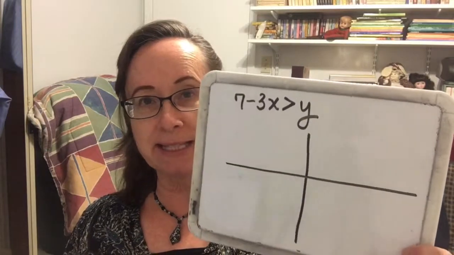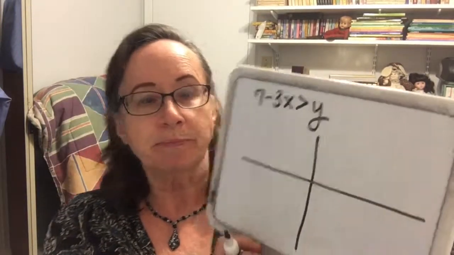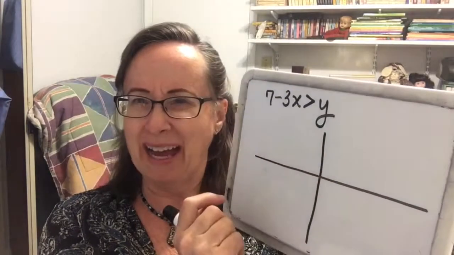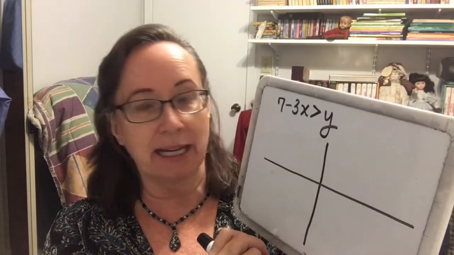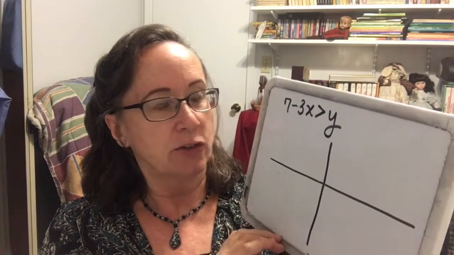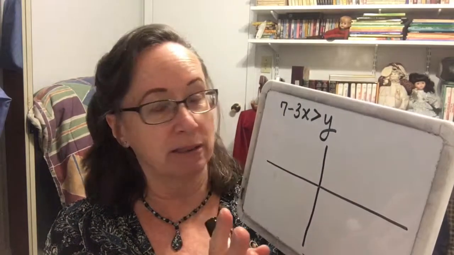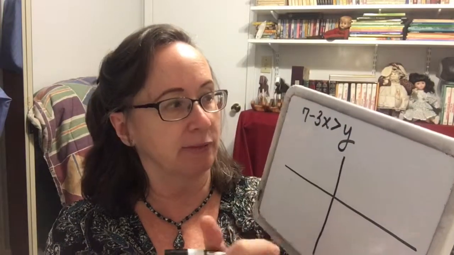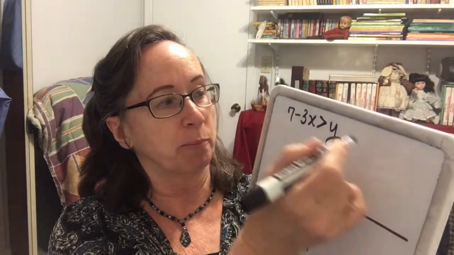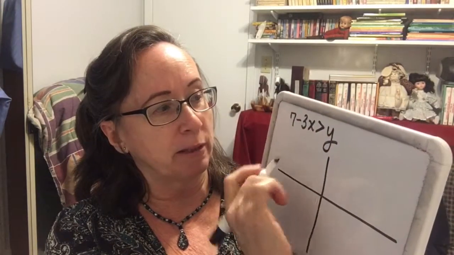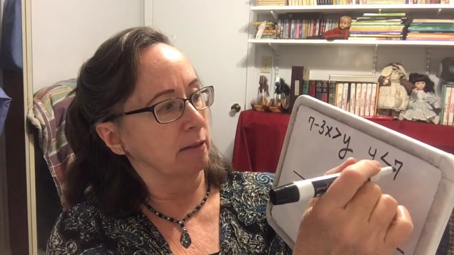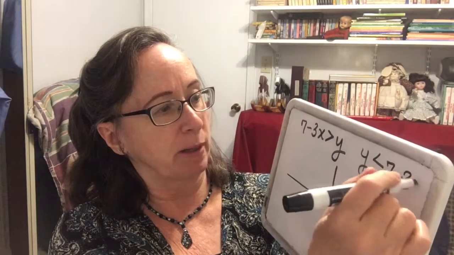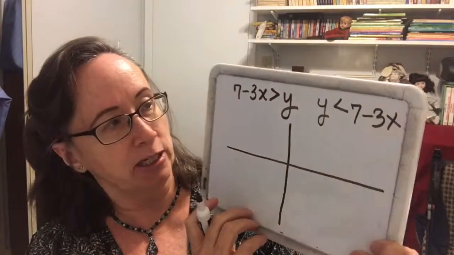So we're going to graph this inequality, and notice that the y is on the right, and generally when I'm graphing an inequality, I really like to have the y on the left. So I can turn this whole thing around if I want to and put the y on the left. So that's what I'm going to do. I'm going to turn everything around in the mirror, and that's going to be y is less than 7 minus 3x. Okay, so basically I haven't changed anything.